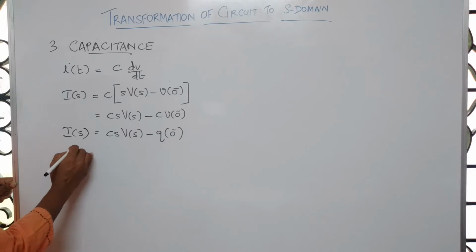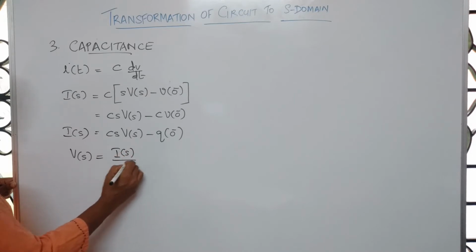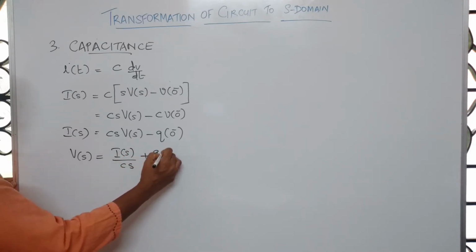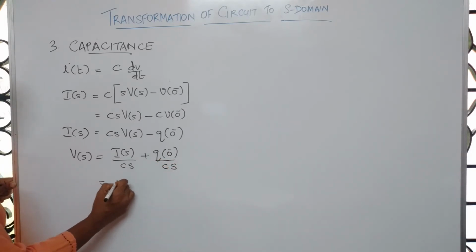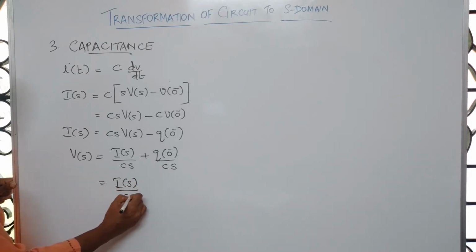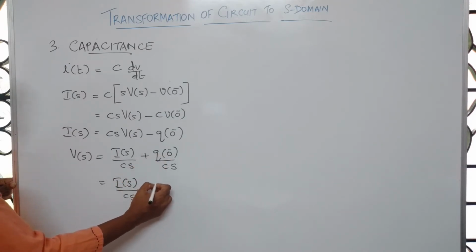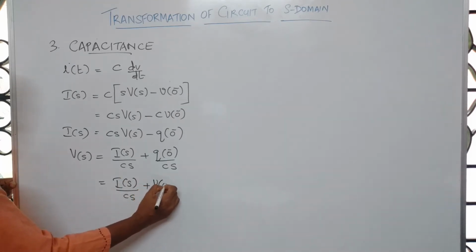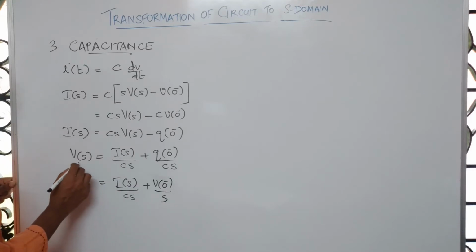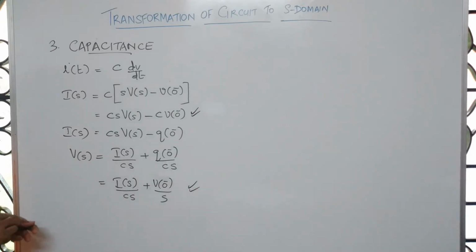Or V(s) can be written as I(s) by Cs plus Q(0-) by Cs, which is I(s) by Cs plus, since Q is C into v(0-), the C will get cancelled. You will get v(0-) by s. This is the equation for voltage and current of a capacitor in S domain.